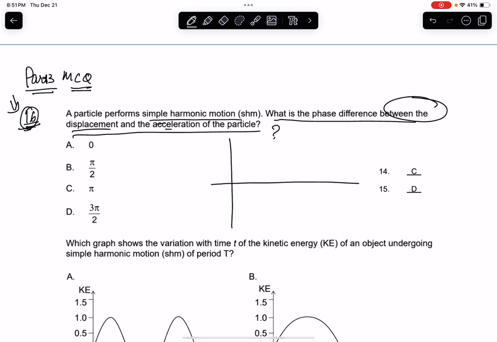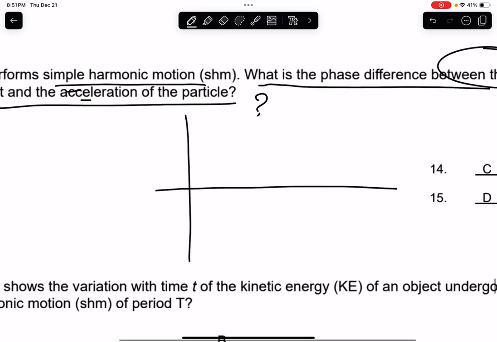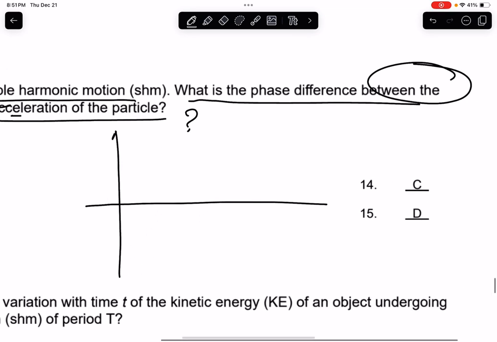Okay, so in this case, let's say I draw the following graph. On my y-axis, let's say I've got displacement, and then on the x-axis I've got time. Okay, now let's say that our displacement function x with time is of the form sine of t.